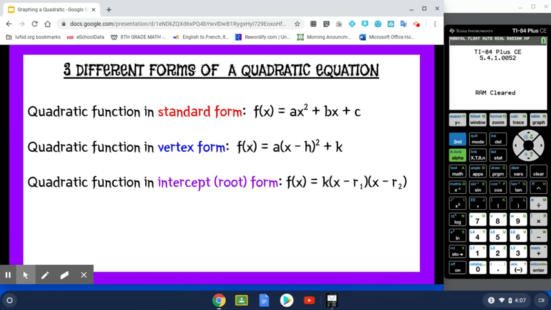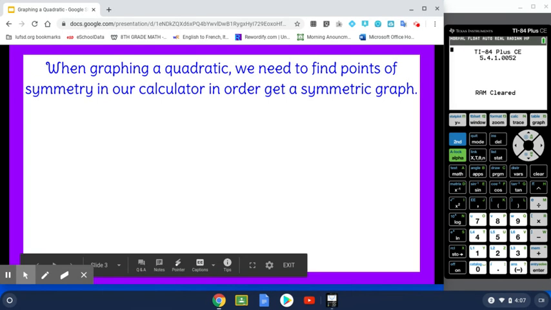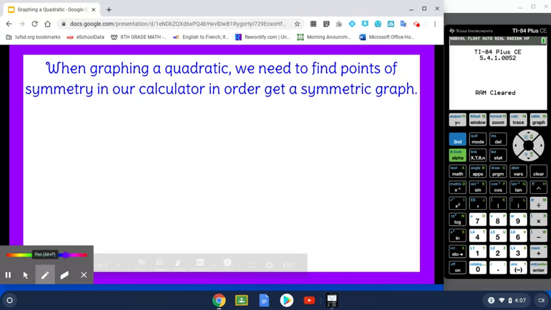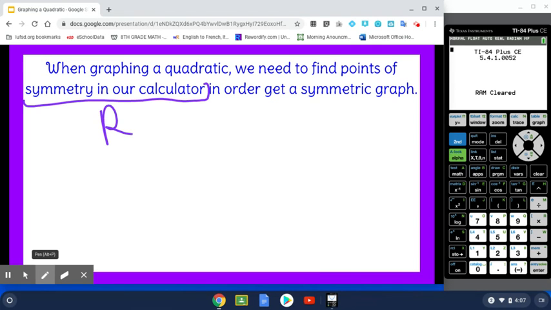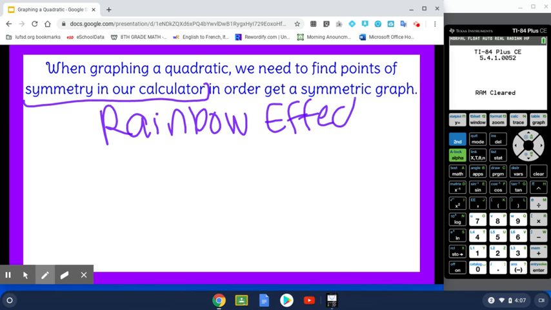So now we're going to start seeing connections between what we just did the past few weeks to now in graphing. So these are things we've explored, but now all we have to do is plug them in our calculator and find appropriate tables. So when you're graphing, you just need to find those points of symmetry. Now remember, our points of symmetry are just a fancy way of saying that rainbow effect. So hopefully you guys remember those words. Okay, and we're going to go through a couple examples today to help you guys get there.